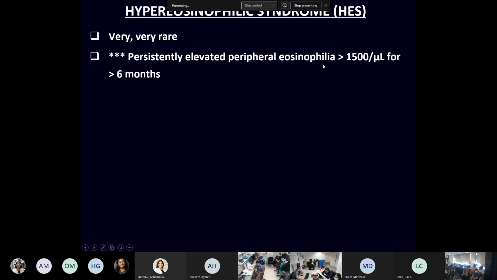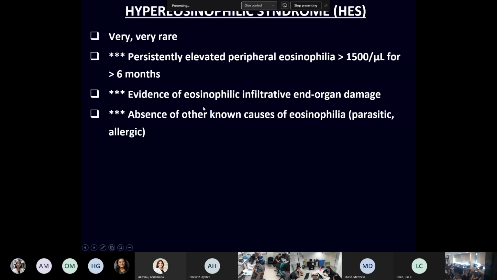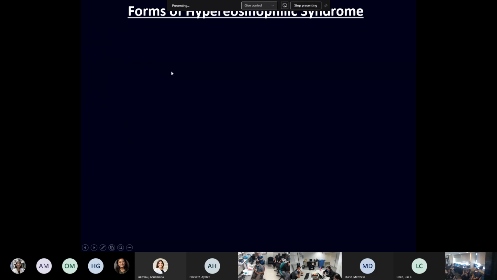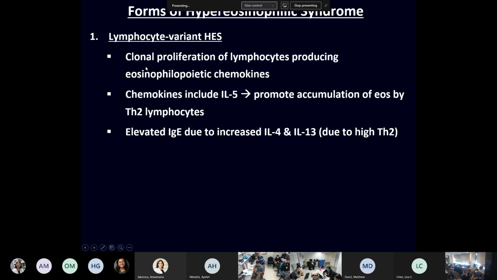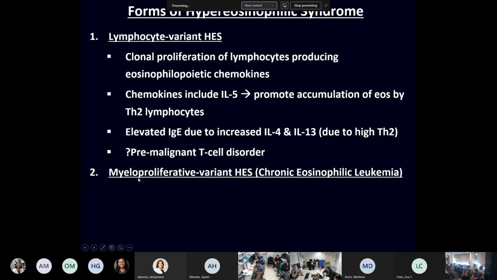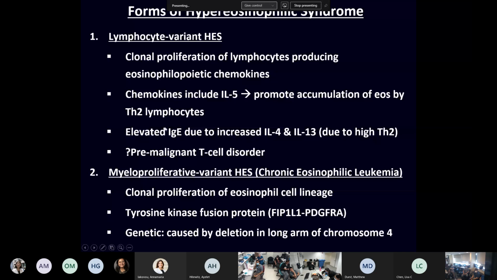So these patients have persistently elevated peripheral eosinophils greater than 1,500 for greater than 6 months, with evidence of eosinophilic infiltrative end organ damage and absence of other known causes. There's no vasculitis present. Asthma is very uncommon. And there are 2 different forms. There's the lymphocyte variant, which is a clonal proliferation induced by IL-5 and IL-4 and IL-13. And then there's the myeloproliferative variant, which is the chronic eosinophilic leukemia, which is actually a clonal proliferation of eosinophils. And these patients will have the tyrosine kinase fusion protein that's listed there. So these patients have a different therapy than the rest of the hypereosinophilic causes, and it's actually a deletion in chromosome 4.